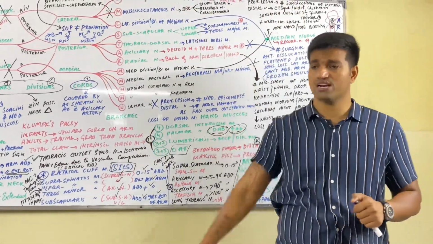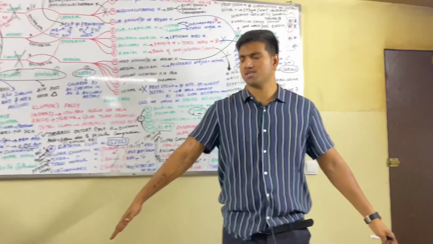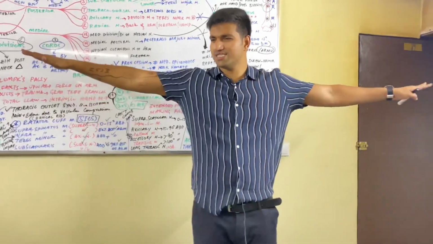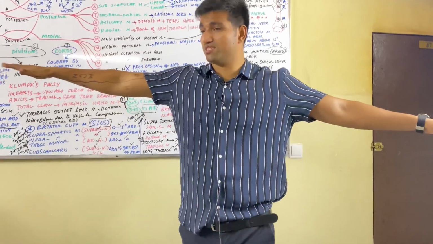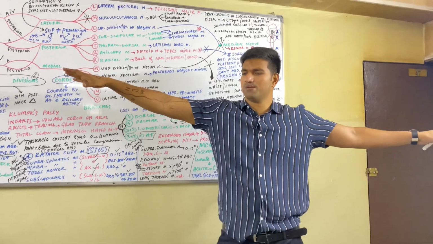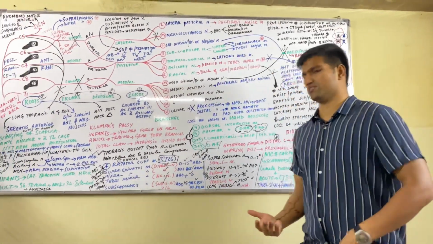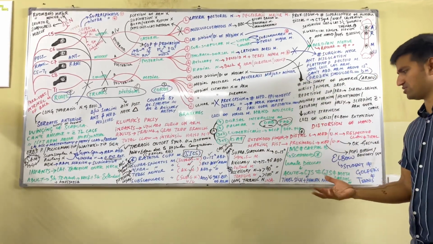So that was about abduction of the arm. 0 to 15 degrees: supraspinatus muscle, suprascapular nerve. 15 to 90 degrees: axillary nerve, or deltoid muscle. Above 90 degrees: accessory nerve with the trapezius muscle. Then above 100 degrees: long thoracic nerve, which supplies the serratus anterior muscle; the scapula becomes winged if there is damage to the long thoracic nerve.